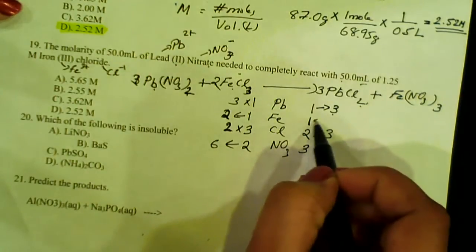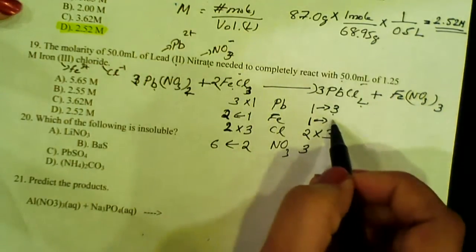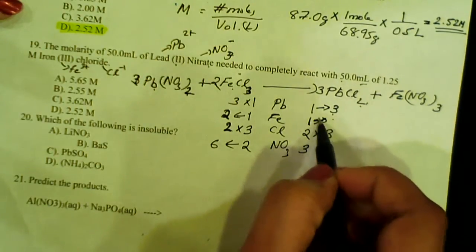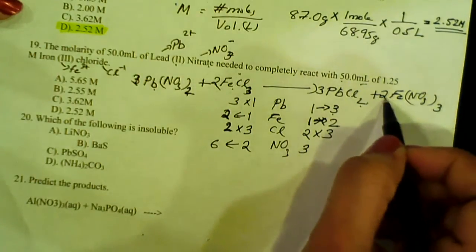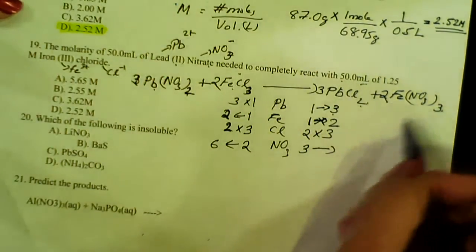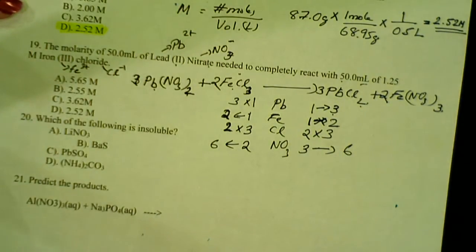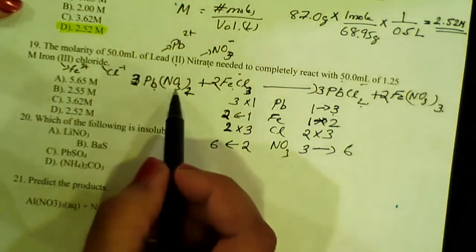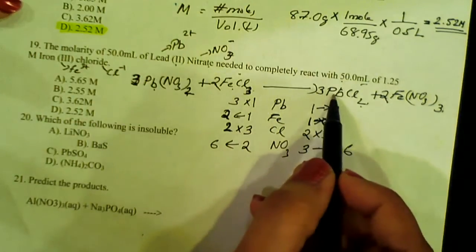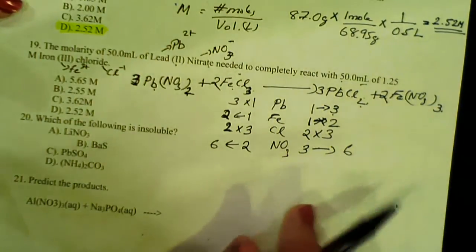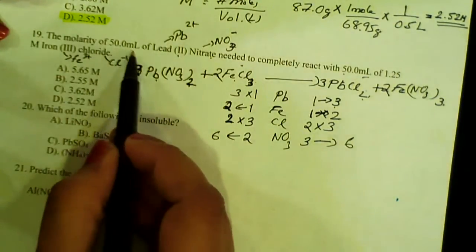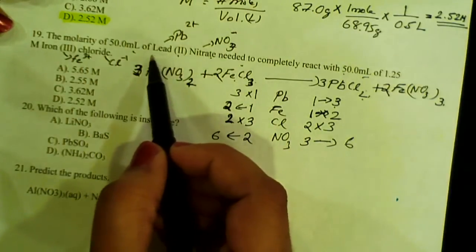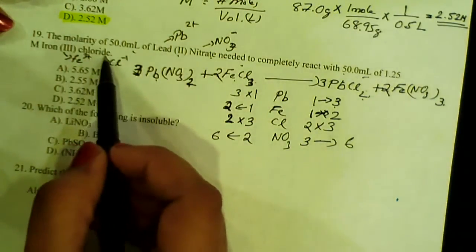So if we put the coefficient 3 on the left side for lead, that's going to change this to 6 nitrate. And when you put the coefficient 2 here, this changes the iron on the right side, so you have to multiply the right side of iron by 2. When you put the coefficient there, that's going to eventually change the nitrate to 6. So everything is balanced now.